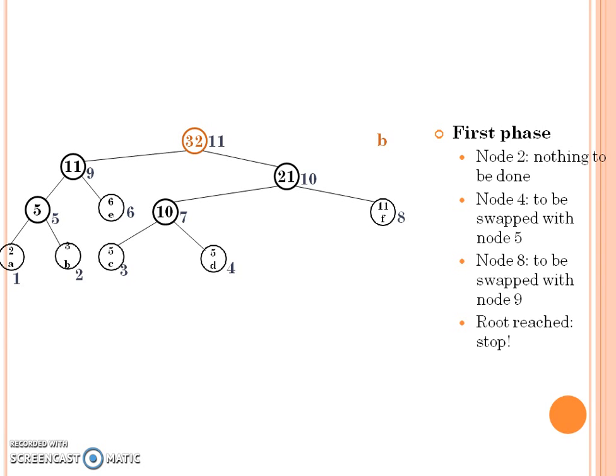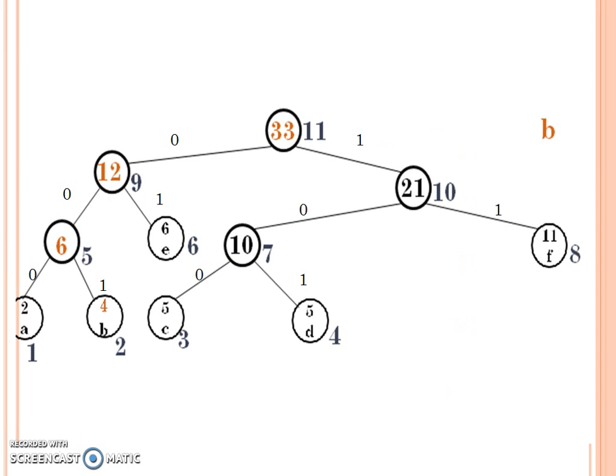Now we will increase the frequency of B in the second phase. That will become 4. 4 plus 2, 6. 6 plus 6, 12, and 12 plus 21, that is 33. Now we will assign 0 to the left side and 1 to the right side. And according to this, we can find the compressed code using the adaptive Huffman tree. Thank you.